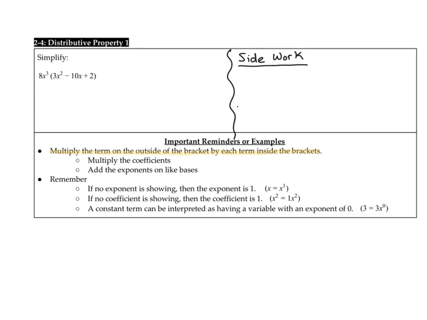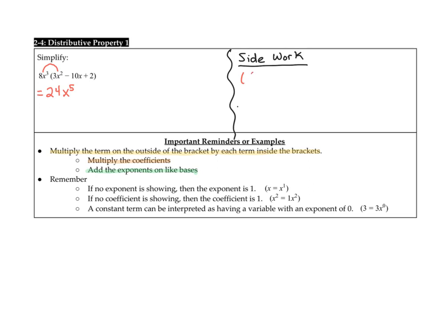And when you do this, the two things you want to remember when multiplying is you multiply the coefficients and you add the exponents on like bases. So here's what we do. We take the 8x cubed and we multiply it first by the 3x squared. And that would give us 24x to the 5. So over here on the side, this is not the work that you would show underneath the question. If you wanted to show this work, you would do it off to the side.